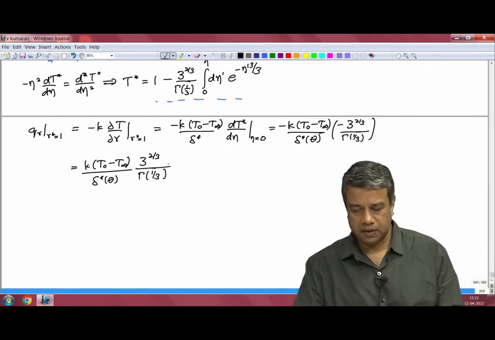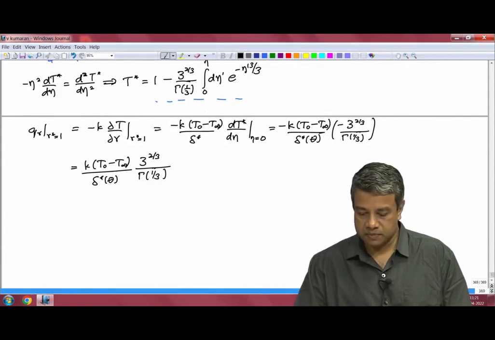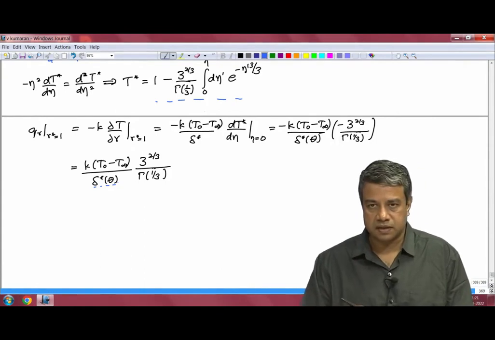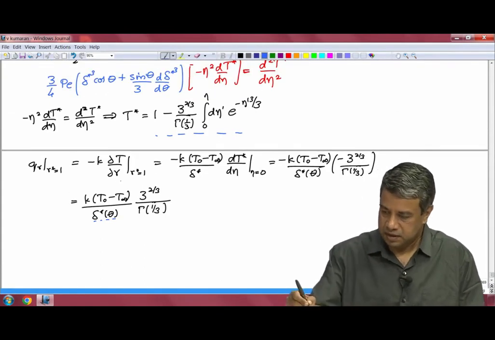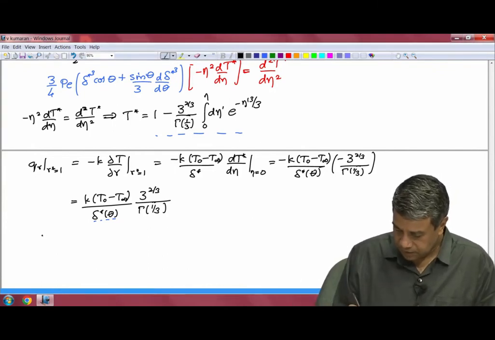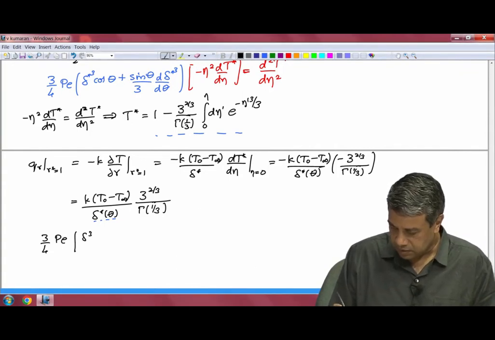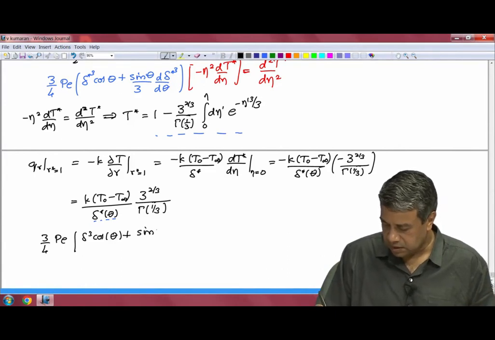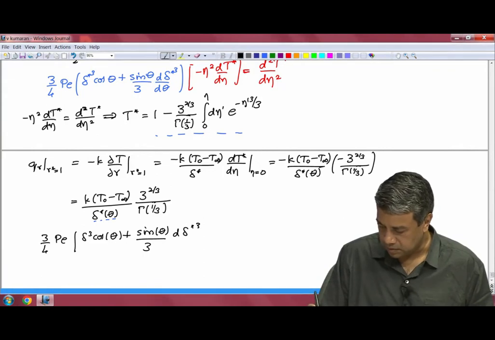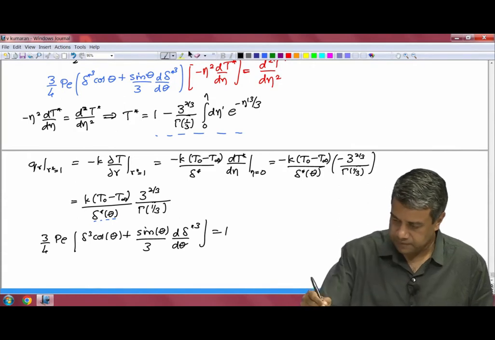Okay. Now, we have to solve for the boundary layer thickness, delta, as a function of theta. The equation for this is 3 by 4 Pe into delta cubed cos theta plus sin theta by 3 d delta cubed by d theta is equal to 1.